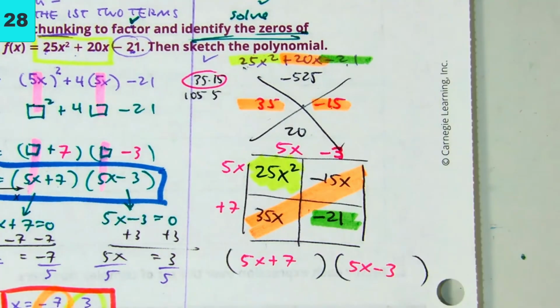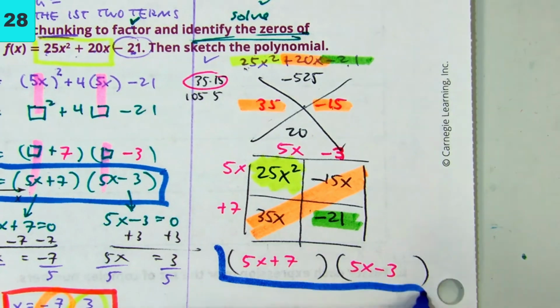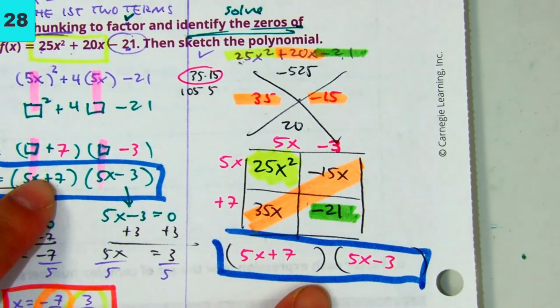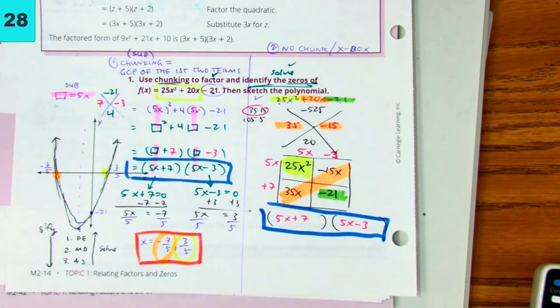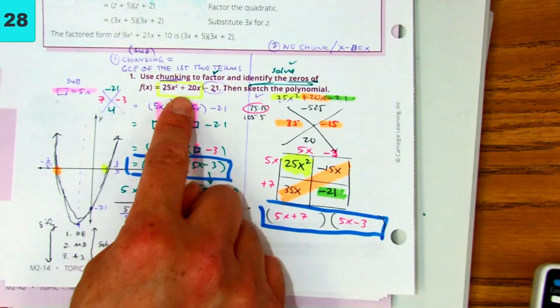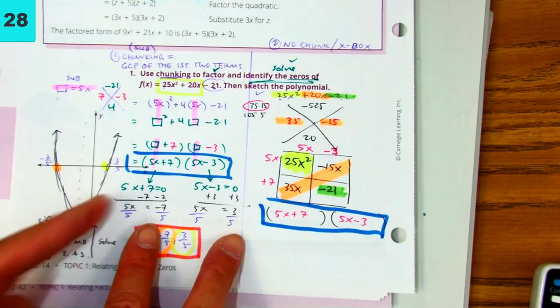Oh, look at that. It's the same. That's crazy. So, let's review. You can factor this problem in two ways, chunking or the x-box. You can set it equal to 0, they'll be the same, right? And then you can solve it to make a sketch.